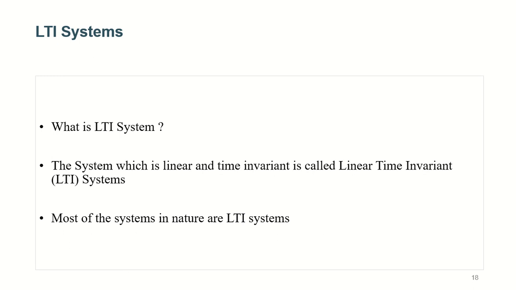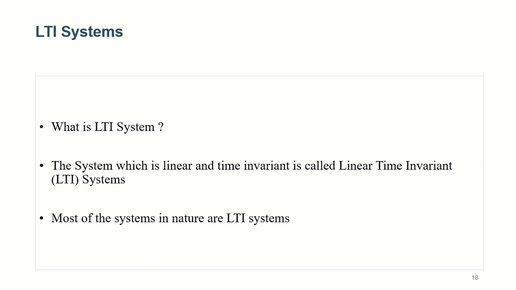The systems which are linear and time invariant are called linear time invariant systems, and the abbreviation for that is LTI systems. So it is a system which is linear and time invariant at the same time, so we call it a linear time invariant system or LTI system. And most of the systems which we observe in nature, which we work with in our daily routine, are LTI systems, which means they are linear and time invariant systems.